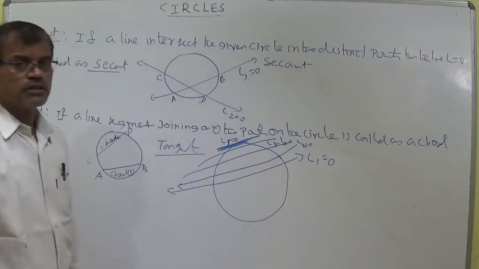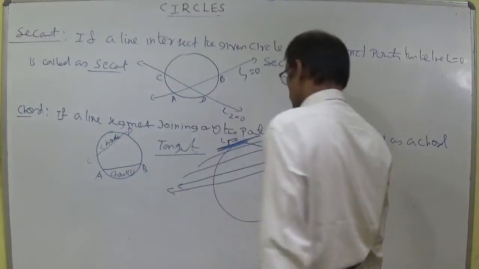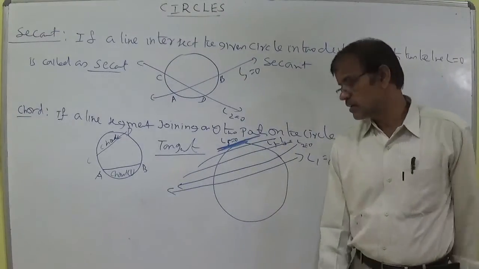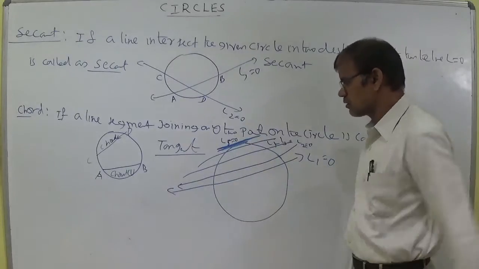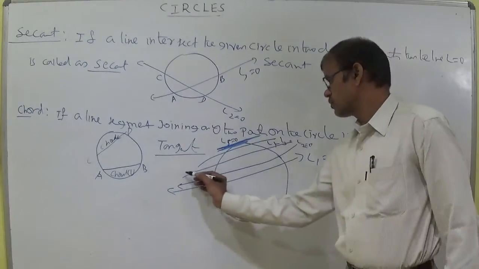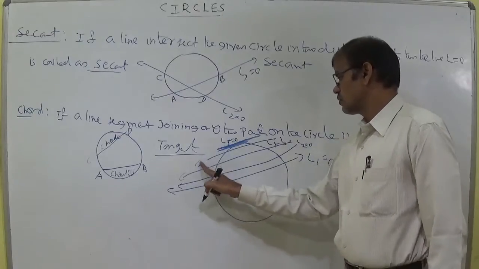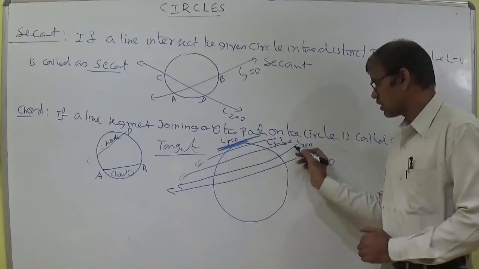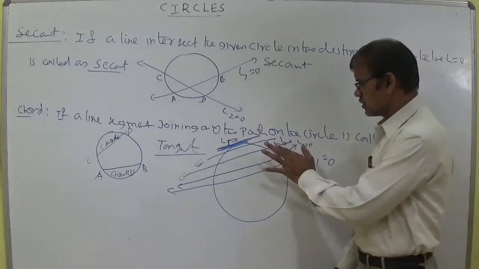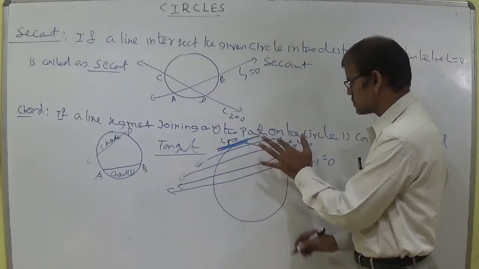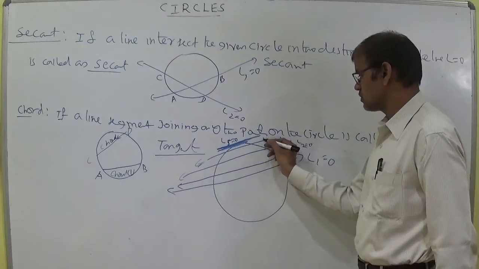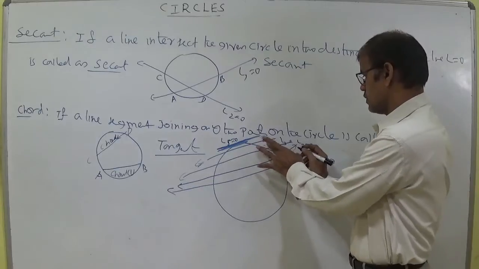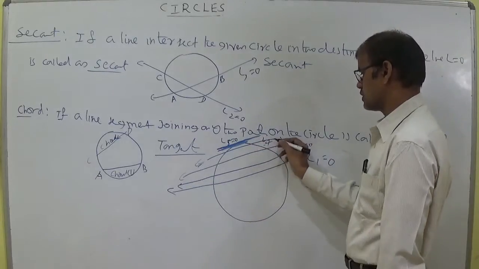Sir, what is the difference between secant and tangent, and what is the use of secant and tangent? Now, what we have done, what we want to learn. You should try to understand that I have drawn here 5 lines, and I put the names L1, L2, L3, L4.